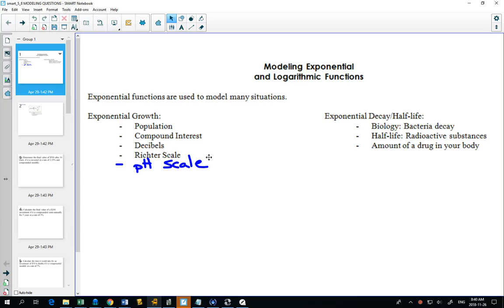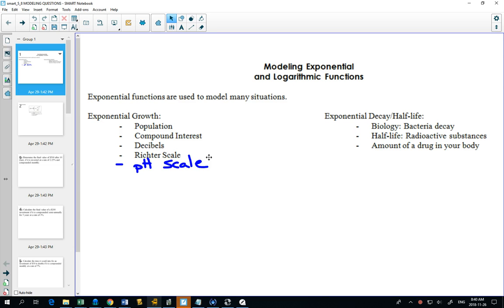Today we're going to look at how we can model different real-life situations using exponential functions and logarithmic functions. So we have a bunch of things that use exponential and logarithmic functions. You can add the pH scale.